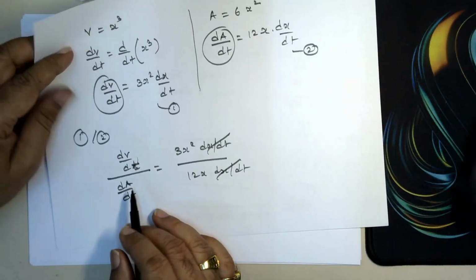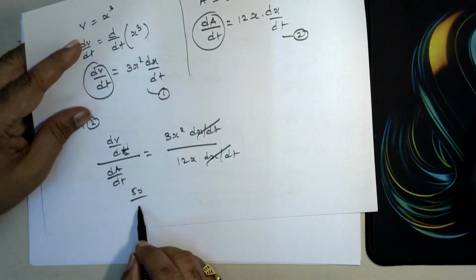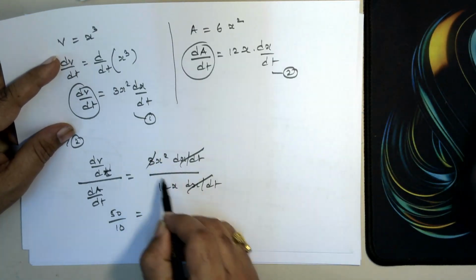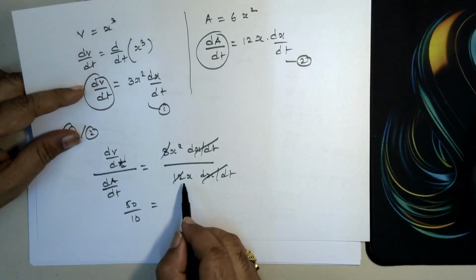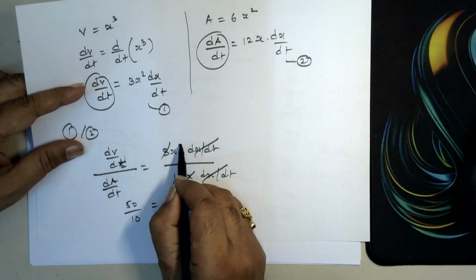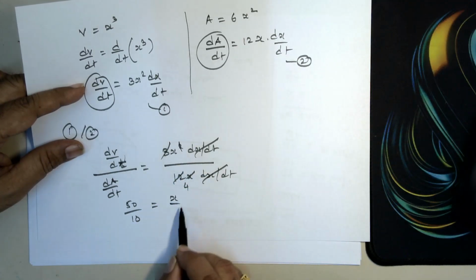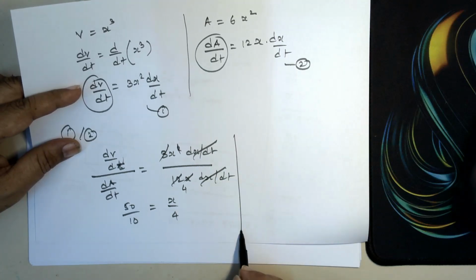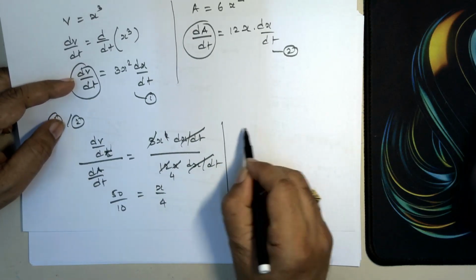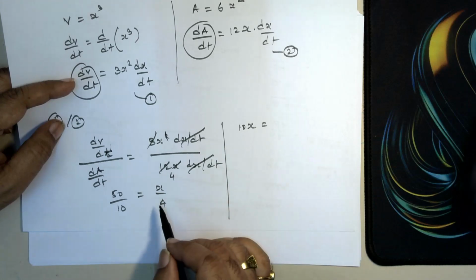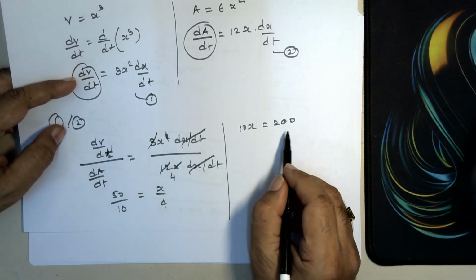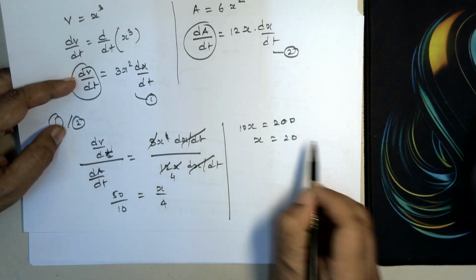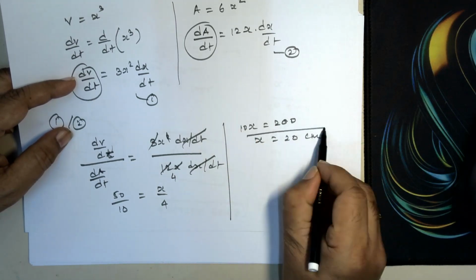So this is 50, so you can put 50 divided by dA by dt, which is 10. That is equal to, 50 by 10, so 5 times. And the x cancels, so x by 4. So it means we have 10x, that is equal to how much? 4 fives are 20. So x is equal to 20 centimeters.